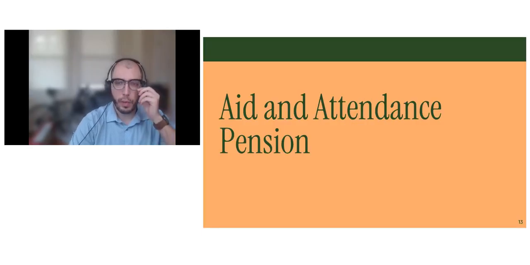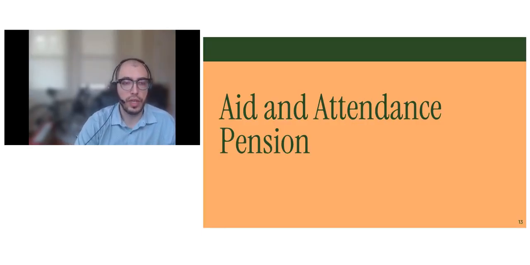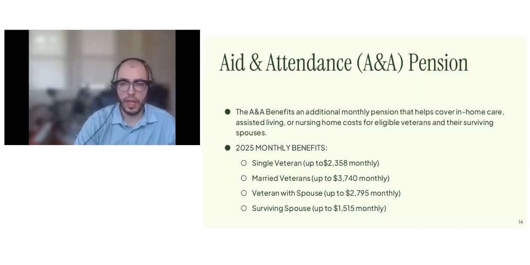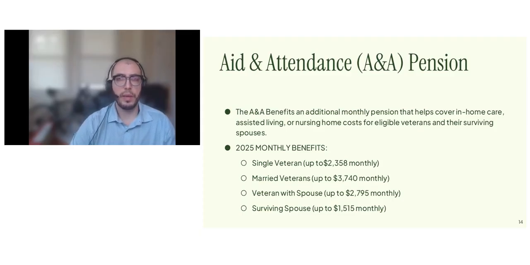The next major home care benefit is the Aid and Attendance pension. Now, this one works a little differently, where it's not so much a referral that goes from the VA to the individual provider, but rather it is a monthly pension paid directly to the veteran, depending on their care needs and income, of course. So it helps to cover in-home care, assisted living, and nursing home costs for the eligible veteran and their surviving spouses. So that's a very important addition to this benefit, and that is that surviving spouses can also receive the Aid and Attendance pension.